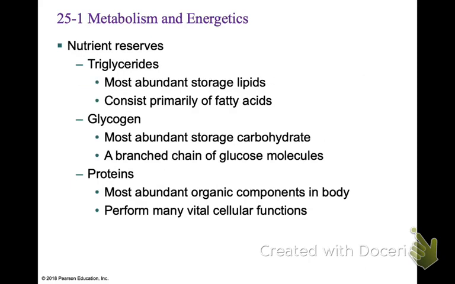Okay, we have nutrient reserves. Triglycerides are your fats, and that's going to be stored in your adipose tissues, which you know are scattered throughout the body. Those are going to be liberated as fatty acids. So you're going to have fatty acids in the bloodstream to feed your body tissues. Glycogen, which is the way we store glucose, is stored in two, and as far as I know, only two tissues, and that's liver and skeletal muscle.